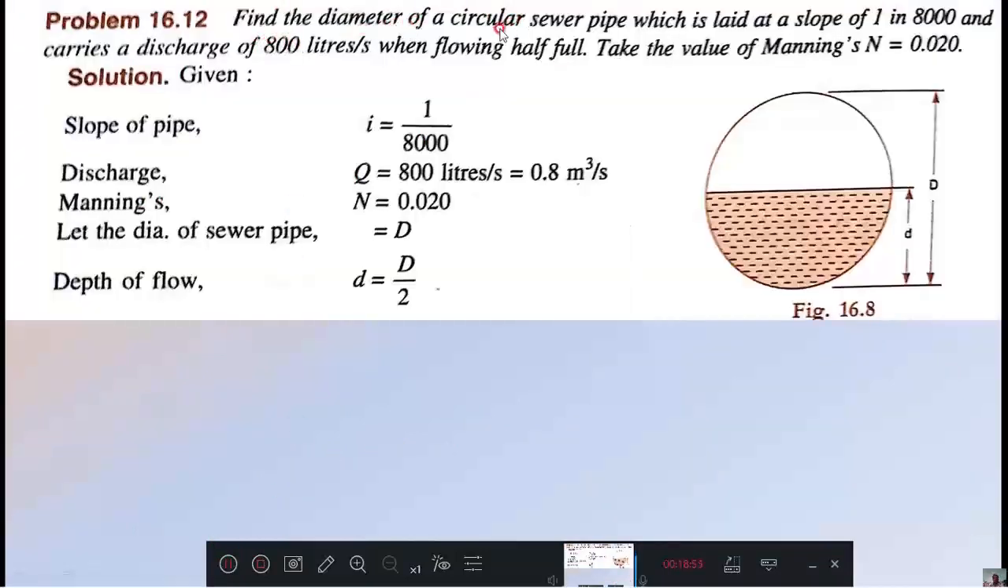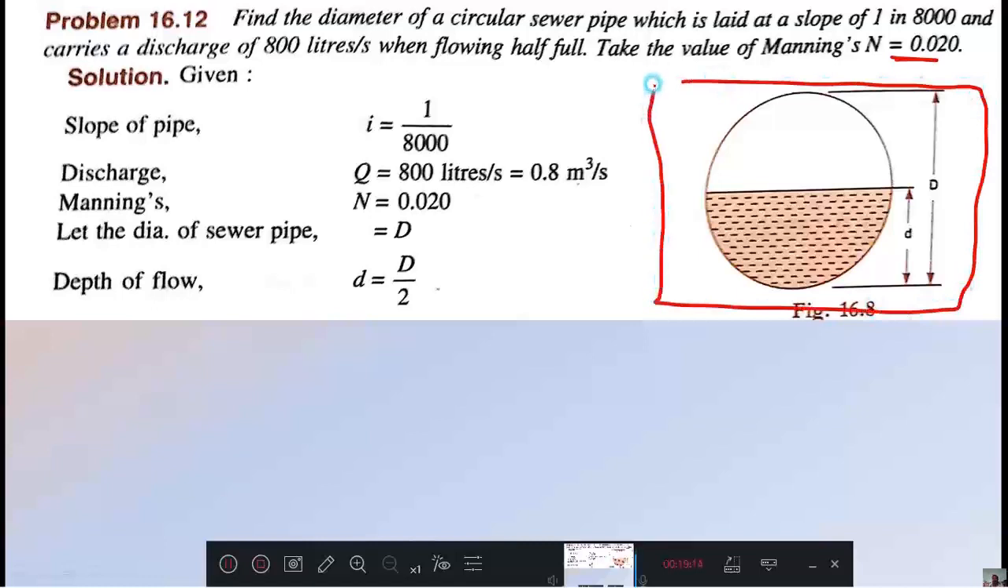Find the diameter of the circular sewer pipe which is laid at a slope of 1 in 8000, and carries a discharge of 800 liter per second when flowing half full. Take the value of Manning's n as given. Okay, this diagram actually will not be given in the examination. You need to draw it. Circular is given, therefore circular drawn, and half full is said. The water is flowing half full. Look here, this is your half full.